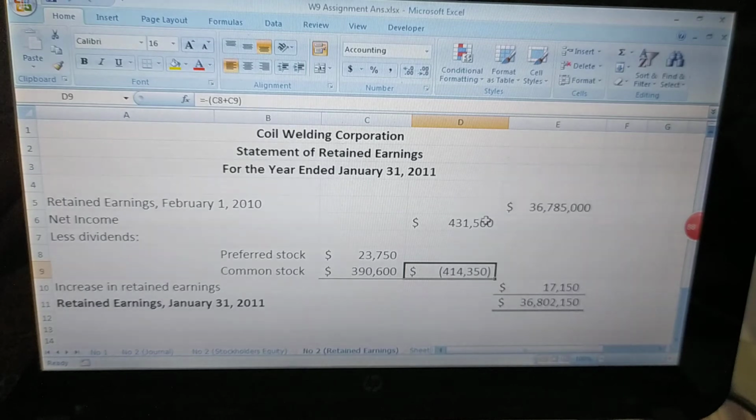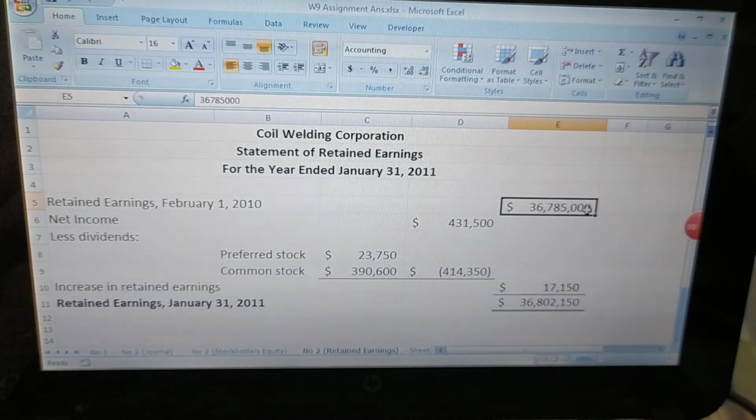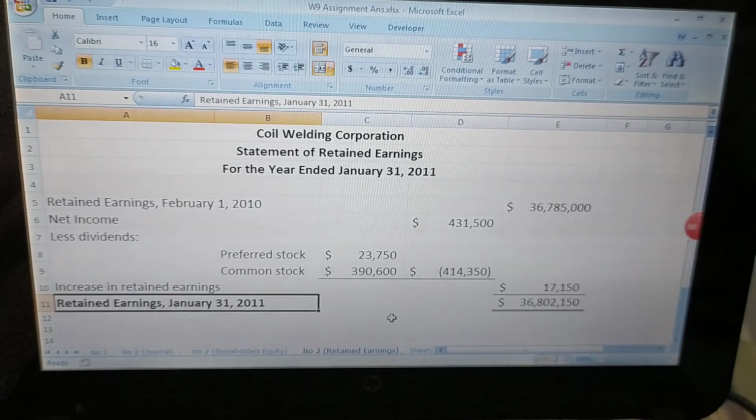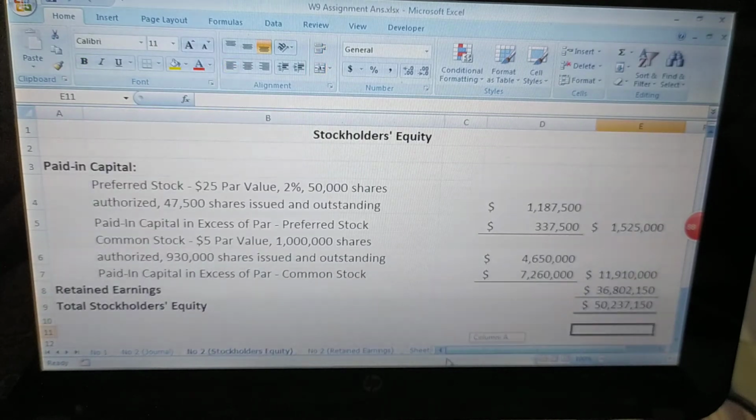And then we minus it from the net income. We get an increase in retained earnings of 17,150. And then we plus the beginning retained earnings. We get $36,802,150. So after we have done the statement of retained earnings, we already get the ending retained earnings. So we can go to the stockholders' equity section.